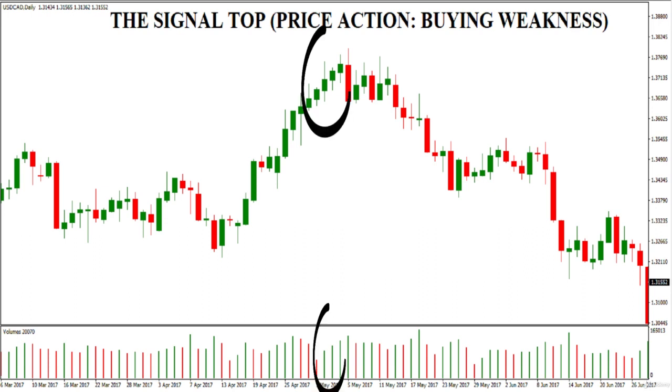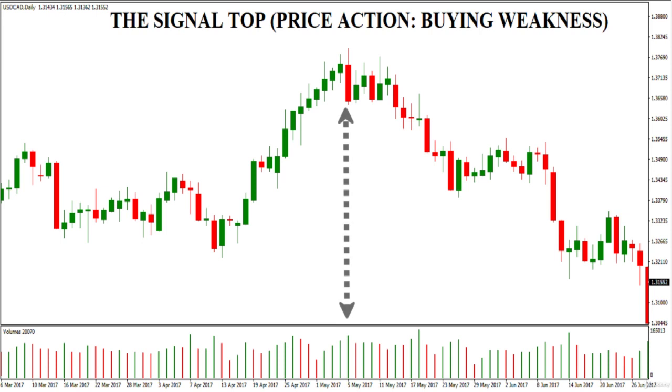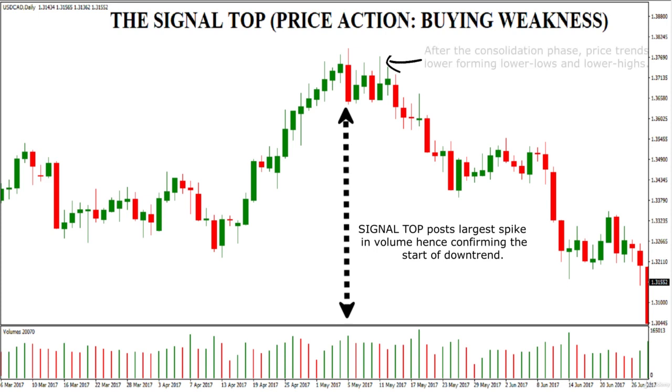Now in the second phase of this advance, notice how the volumes increase near the price top. However, these candles have narrower real bodies. This price action reflects anomaly and hence giving us first warning that a trend reversal is due. And finally, a signal top appears with highest volume in recent price action, confirming that a new downtrend has begun. Following the signal top formation, price enters a congestion zone for next few candles before the downtrend continues.